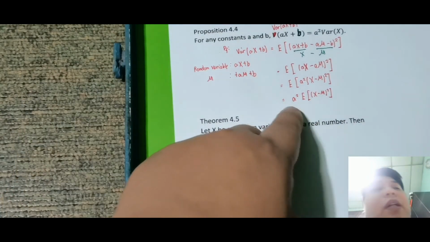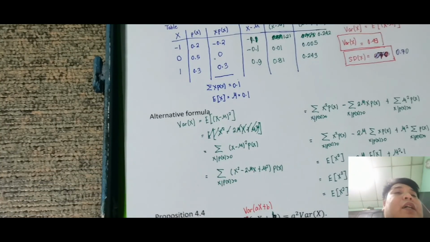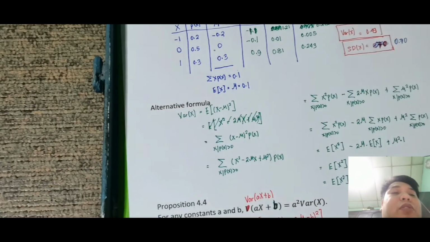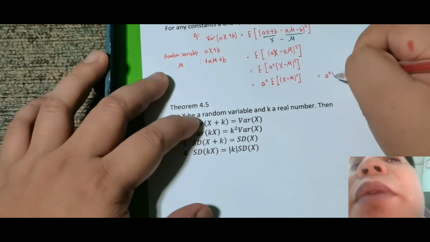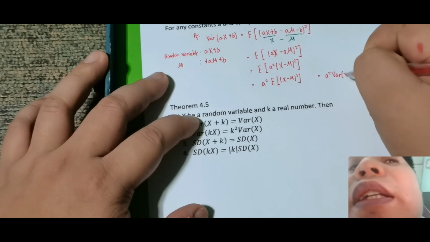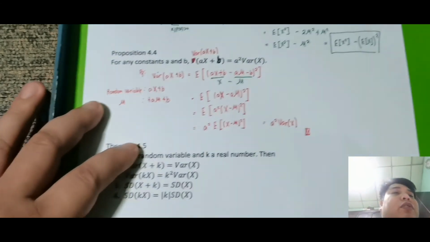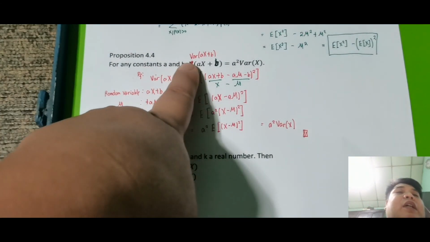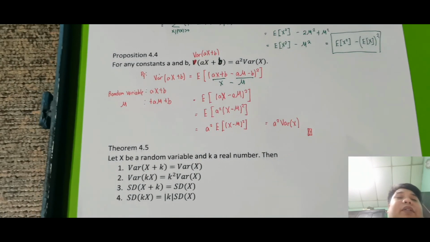And note that expected value ng X minus mu square is the variance, kasi yun yung formula natin, no? So, therefore, this is just equal sa A square times the variance of X. Okay, so therefore, this is done. Ito yung formula ng ating ganyan na pattern. So, tandaan yan, the variance of AX plus B is equal to A squared variance of X.